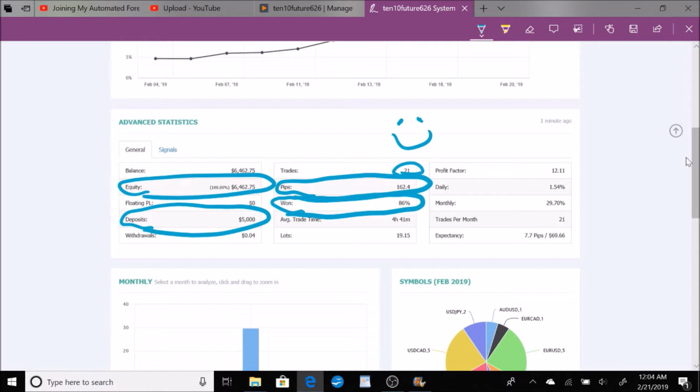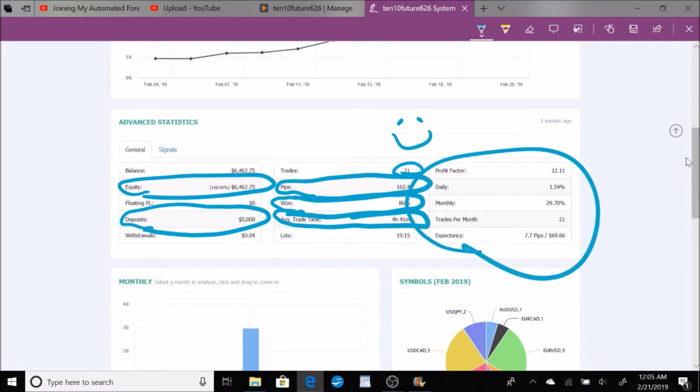And you can see my average trade time too. This is cool. I'm not even in a trade for 5 hours. I mean, less than a work day, right? And I'm making all this money. Trades per month, it just gives you. I mean, this is new, so it's not really going to be accurate. But this is obviously its first month, but this averages out over time.